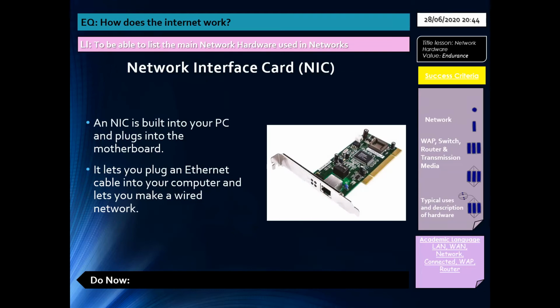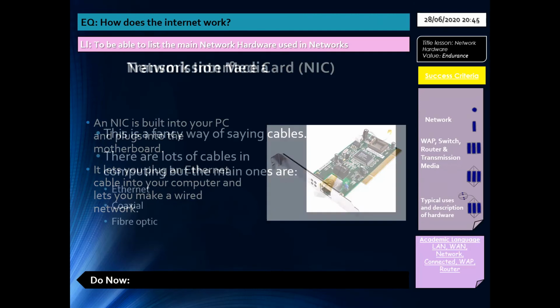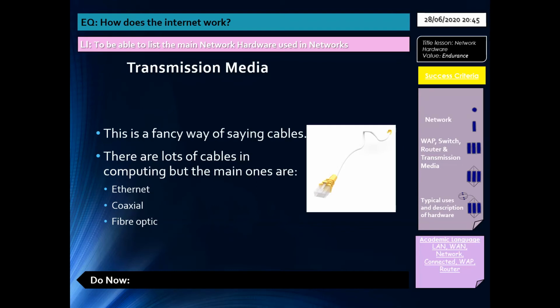A network interface card. A network interface card is built into your PC and plugs into the motherboard. It lets you plug an Ethernet cable into your computer and lets you make a wired network. Transmission media. Now this is a fancy way of saying cables. There are lots of cables in computing, but the main ones are Ethernet cables, coaxial and fiber optic. Ethernet is the most common here. Coaxial is beginning to be phased out, and fibre optic is the next step.